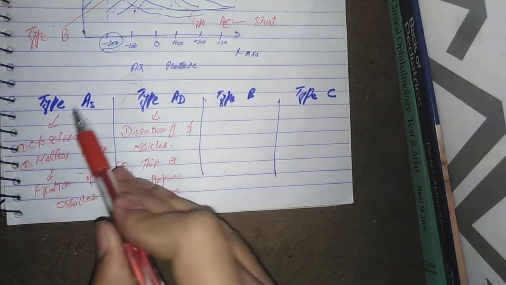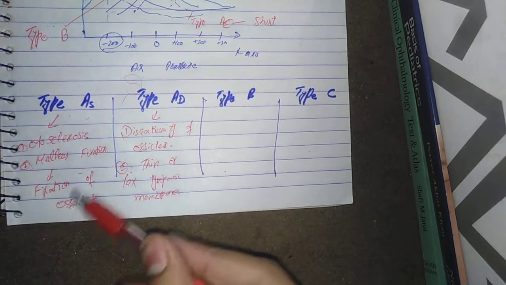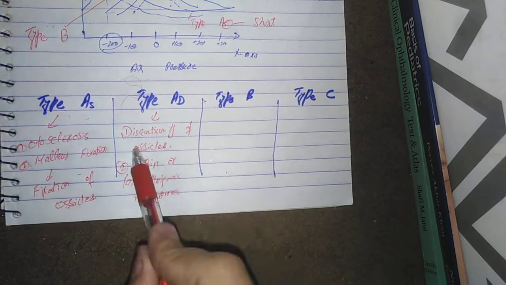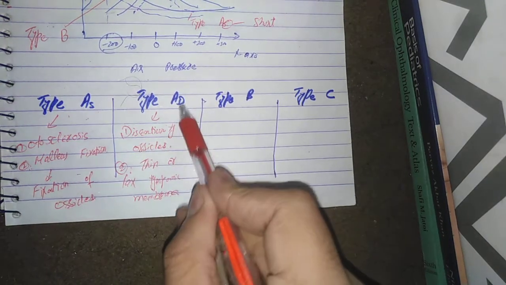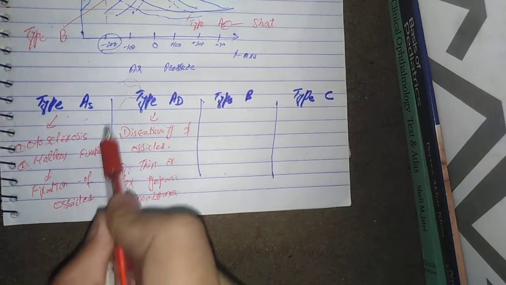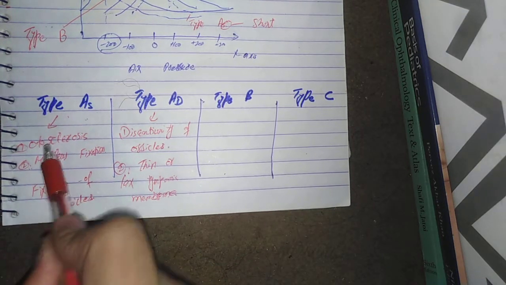Type AS is seen when the fixation of ossicles occurs. Type AD is seen when there is discontinuity of ossicles. The D stands for discontinuity, S means fixation of ossicles like otosclerosis, S in otosclerosis.